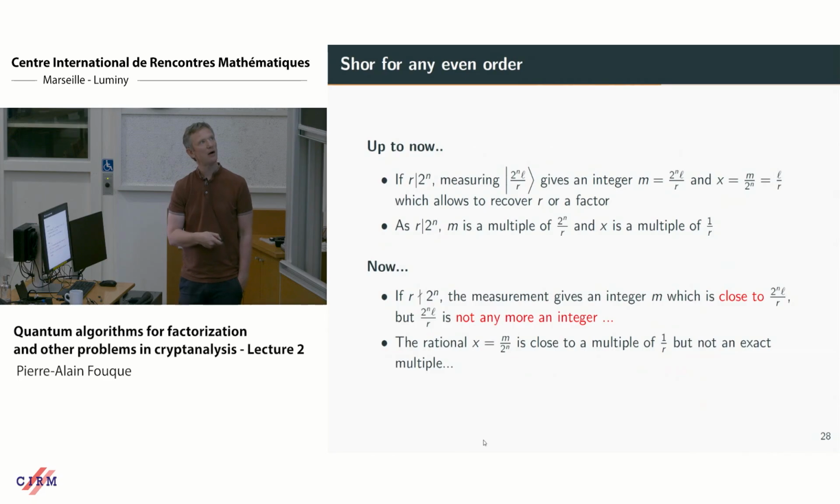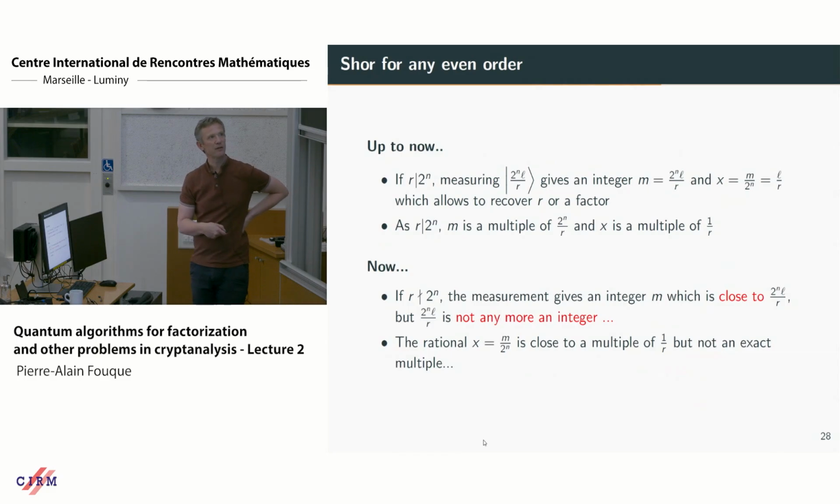Now, if r is not divisible by 2 to the n, I cannot say that the integer that I got, I remind you that after my second observation, I have n different qubits, and it defines some integer. But this integer is not exactly this value. It's close, in fact, to this value because this is, in fact, not an integer, but a rational value. Okay, so I have an integer that is close to this rational.